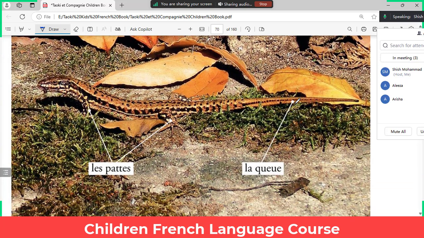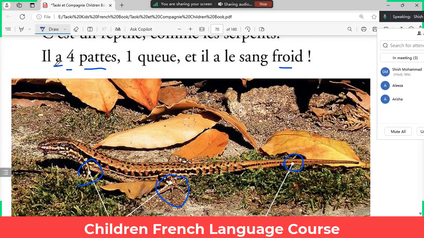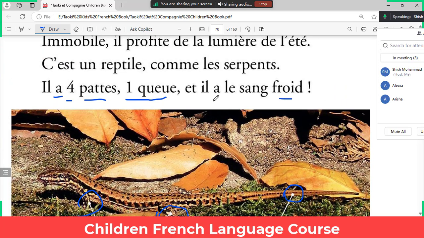So you see, le cou is tail, okay? And le pat is this one, I mean the leg, four legs, right? He's saying that it has four legs. Cou means one tail, and il a le sang-froid. Sang means blood, and froid means cool or cold. You can say cold blood. He has the cold blood. Sang-froid.